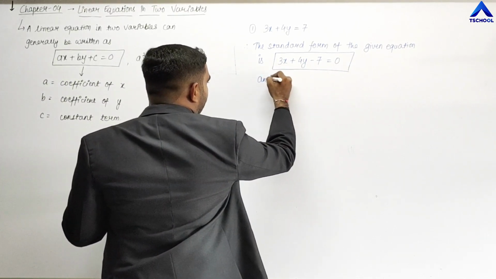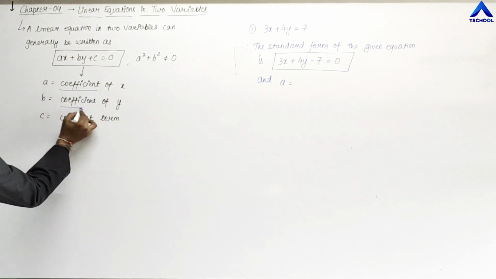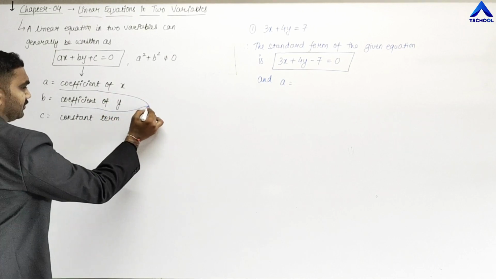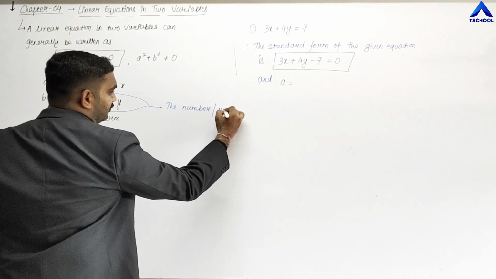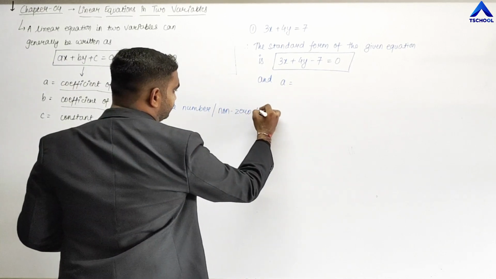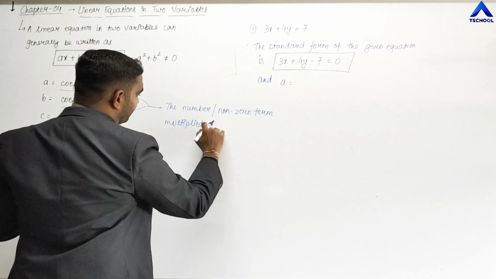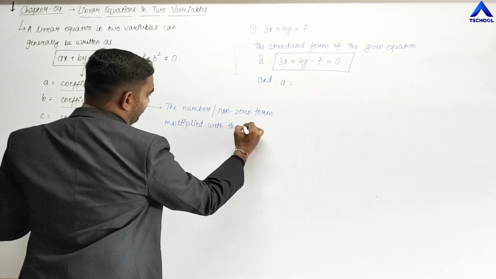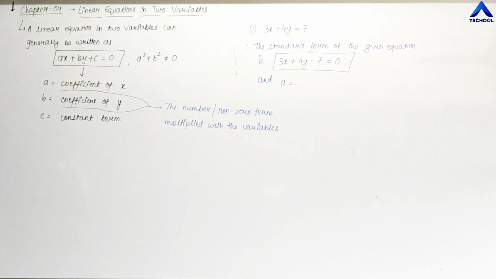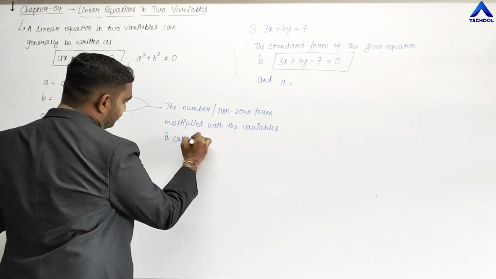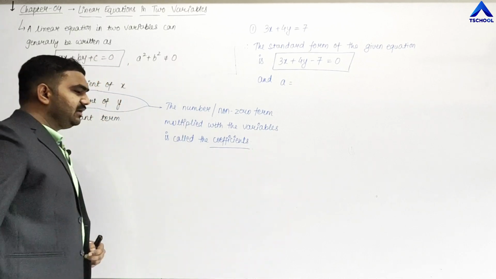And what is a? That is the coefficient of x. Coefficient, friends, I have written here these coefficients. What do you mean by the coefficients? Coefficients are simply the number or non-zero term multiplied with the variables, right? The number or the non-zero term multiplied with the variables is called the coefficient.